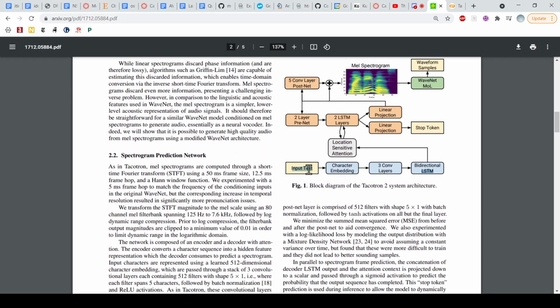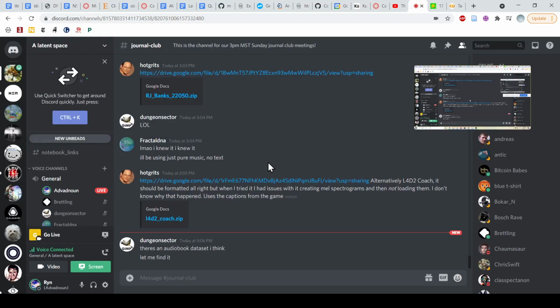So we have our input text. We have our character embedding. A character embedding conceptually is basically saying you have A and that is going to have a vector associated with it. You have B and that's another vector, et cetera. So you're basically turning A into 1, or well, 0 technically, B into 2, C into 3, D into 4.